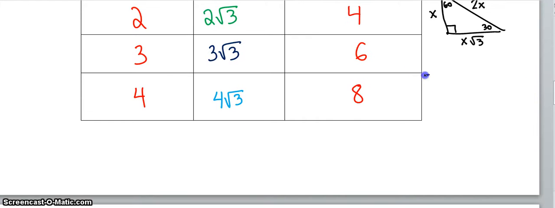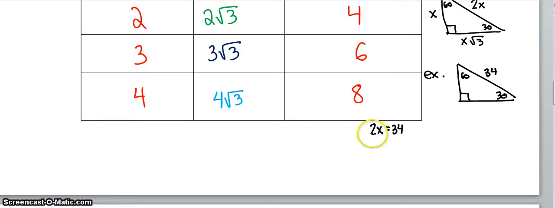So I'll give you an example here. Let's say you have a triangle. You know it's a 30, 60, 90. So I give you the angles, or you figure out the angles. And let's say this side is, I don't know, 34. If I know the hypotenuse is 34, that means 2x equals 34.